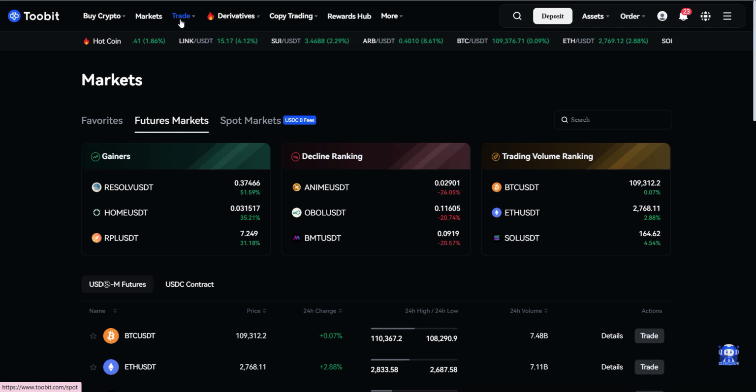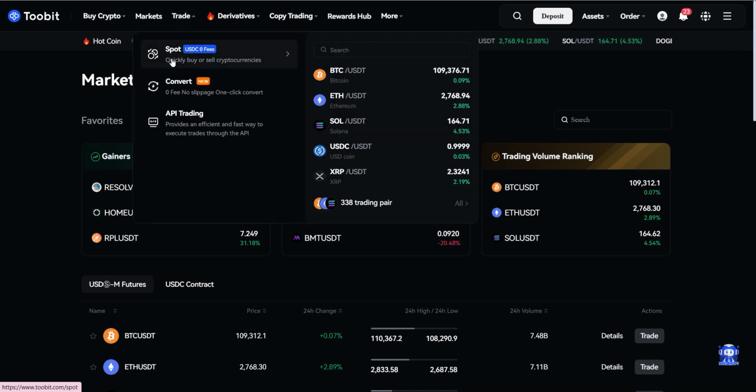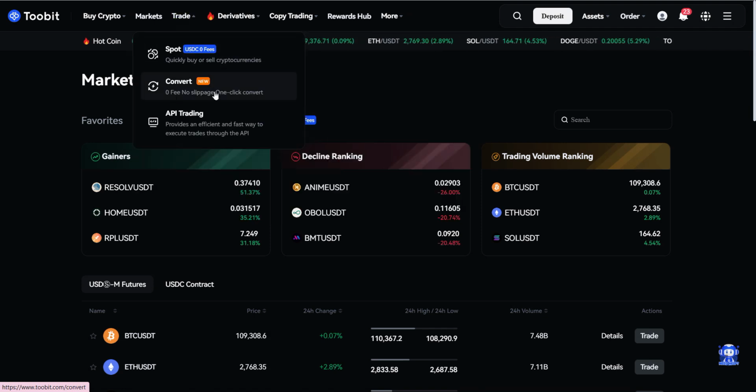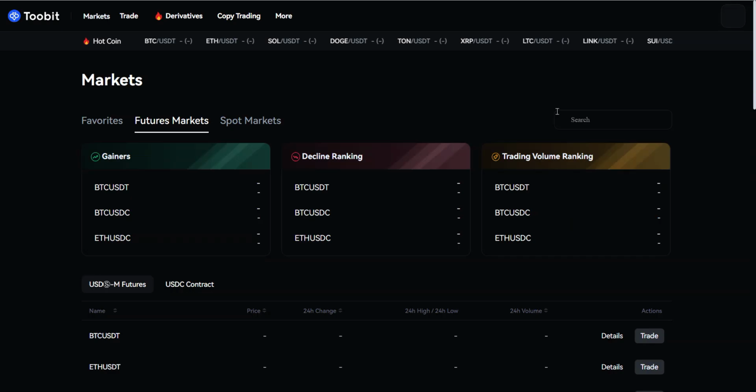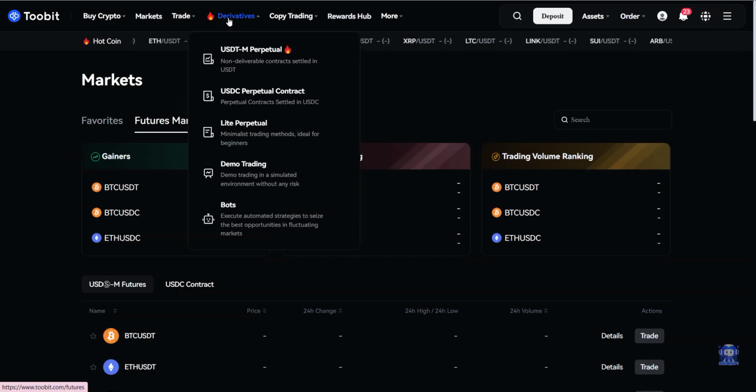All right. Trade. This is spot or convert. This is when you upload any kind of dumb cryptos that you want to get rid of and convert them into something like USDT where you can trade. Use this simple conversion feature. Same as Bitunex. Now, let's get out of this and let's go over to derivatives.